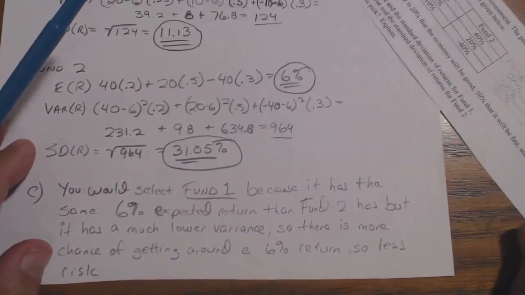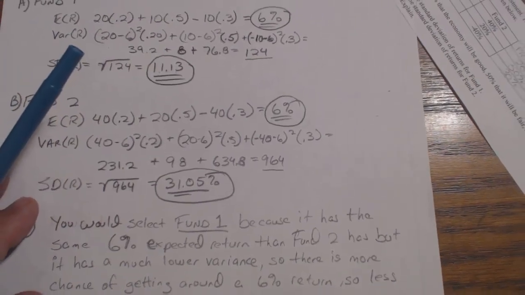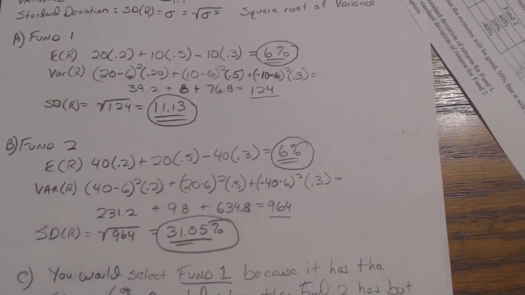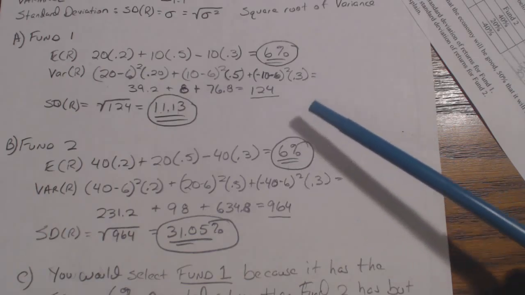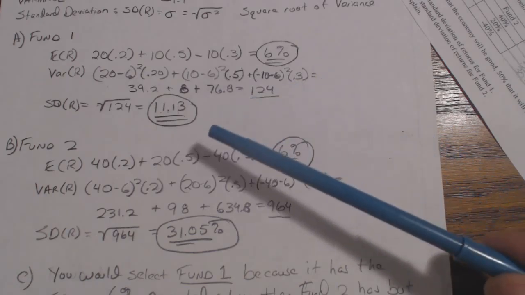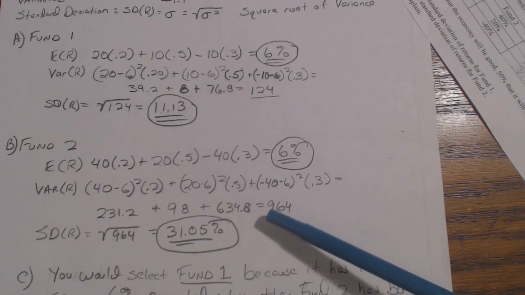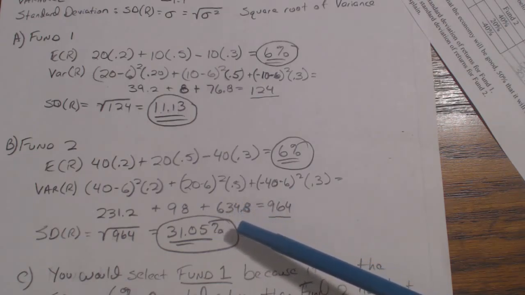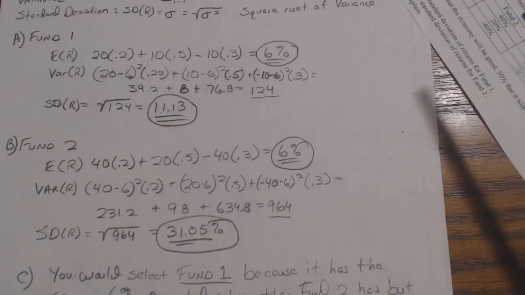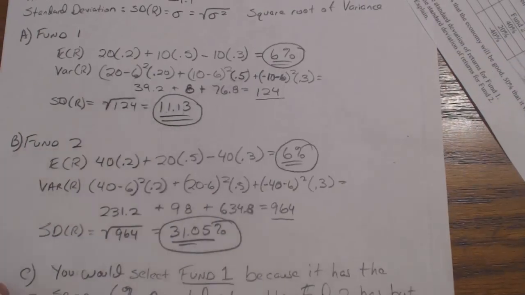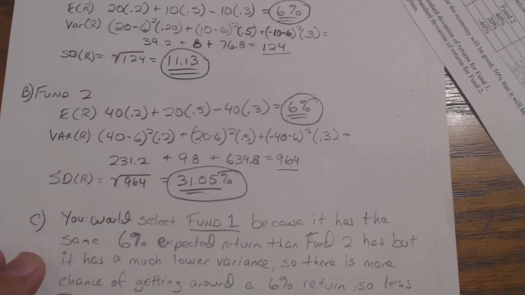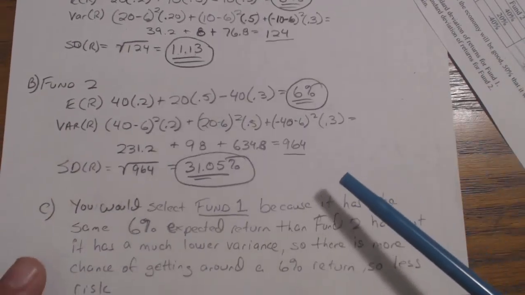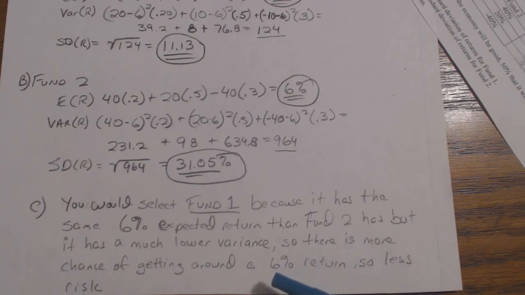So in this case, they ask you which fund will you select. Well, both of them had a 6% expected return, which is good. They're tied right there. But the variance and the standard deviation are much larger on fund number 2, which means there's more risk involved in getting that 6%. So in this case, you would select fund number 1, because even though they're both 6% returns, it has less risk because it's got a lower variance and a lower standard deviation. I didn't put standard deviation on there, but it's the same thing. Okay, so that's problem number 14, page 68.